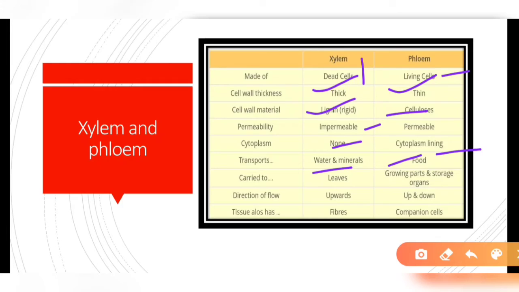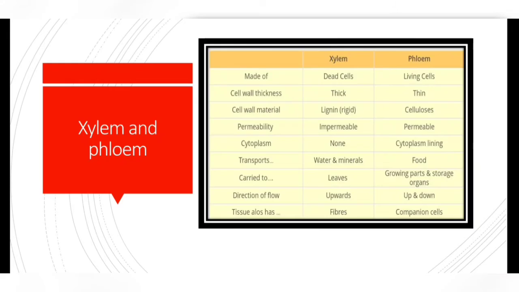Xylem carries the water and minerals to the leaves, and phloem carries food from growing parts to the storage organs. The xylem's direction of flow is only upward, but the phloem can transport both upward and downward. Xylem tissue also has fibers, and phloem has the companion cells. So there's a complete difference between the xylem and phloem.